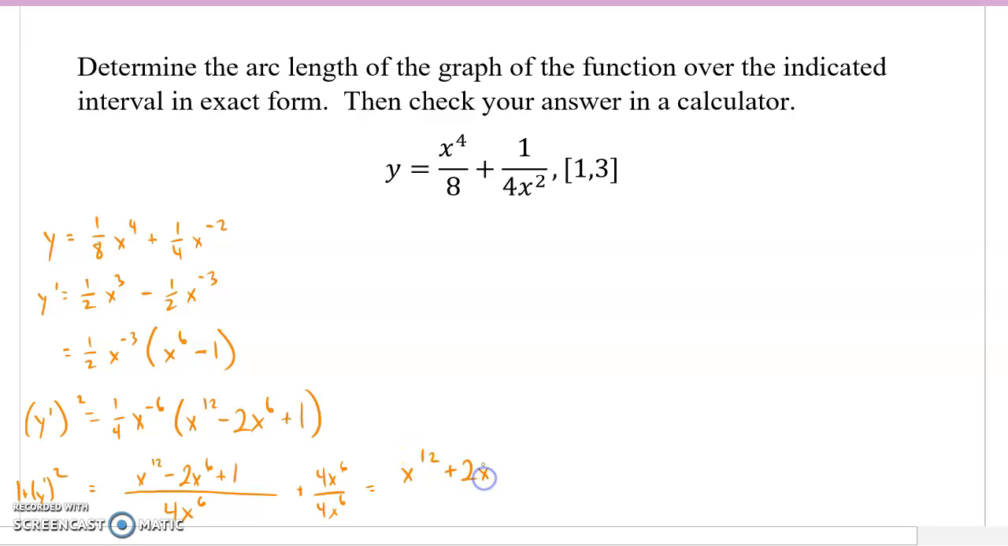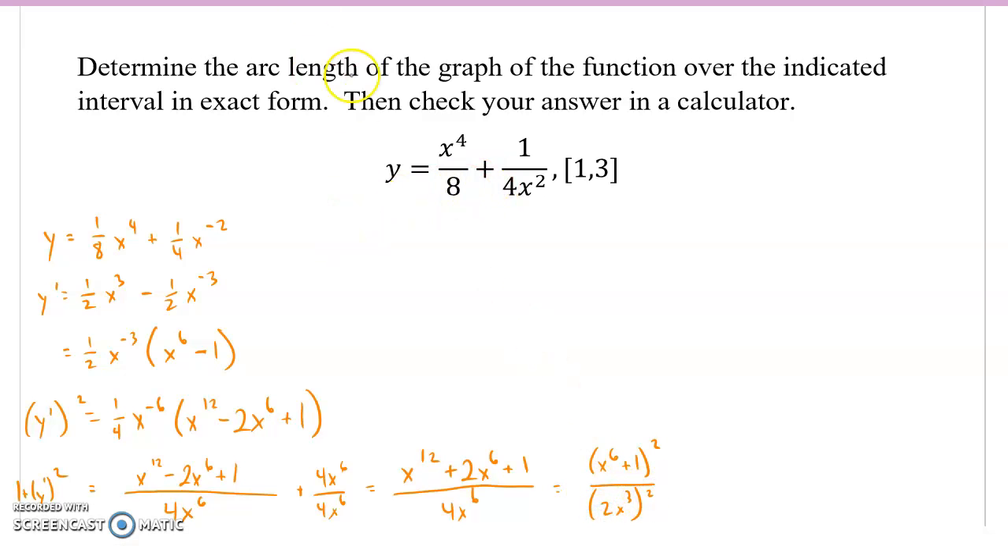If that's the only change, then we can refactor that perfect square trinomial. It's still a perfect square trinomial. We just changed that minus to a plus. So this is going to be x to the 6th plus 1 squared. And lo and behold, the bottom is also a perfect square. This is 2x cubed squared.